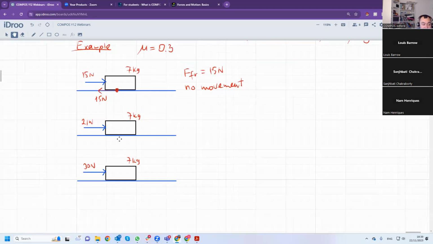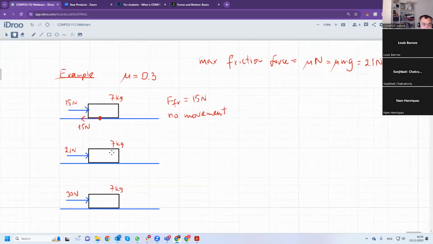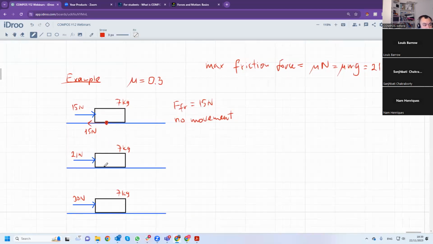Now here we have reached the maximum friction force. So the friction force is going to be 21 newtons. But in this case, the friction force is 21 newtons, and it's stationary or constant speed.